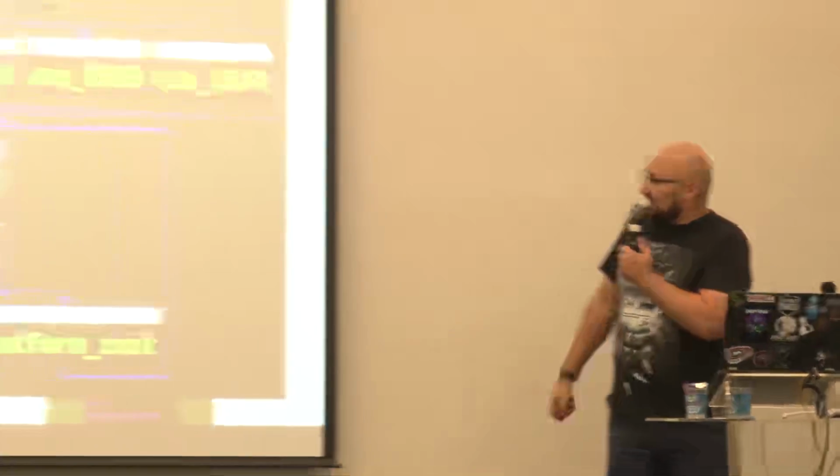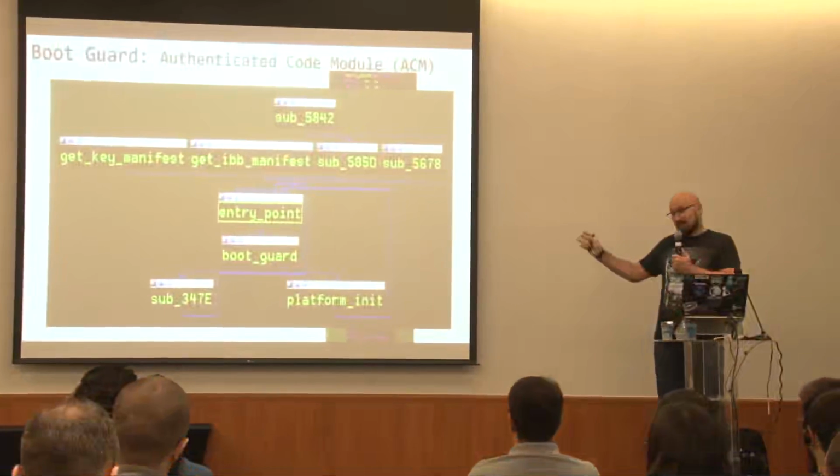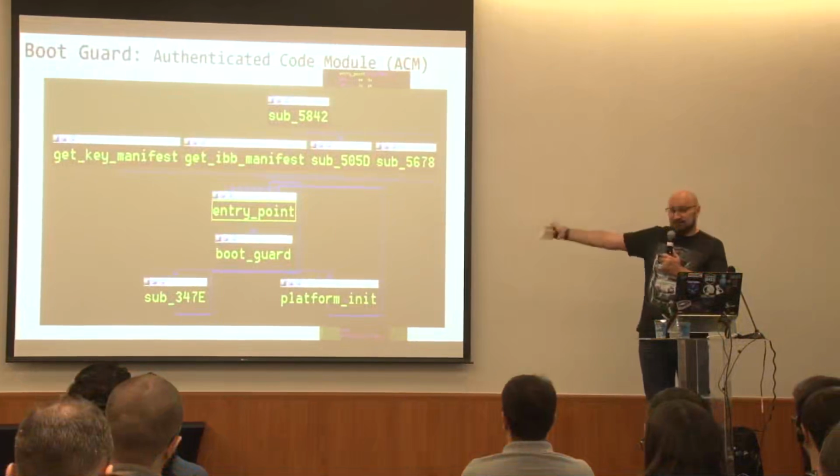So this is the flow from the ACM, and its verification flow from the entry point. We can see it's checking the Boot Guard policies, and this graph demonstrates how many basic blocks we have inside the ACM and how complex it is. It's a bit bigger picture. From the entry point, we have Boot Guard validation, platform init, and we're getting some manifest from the firmware image, which clearly says we do have parsers inside ACMs.